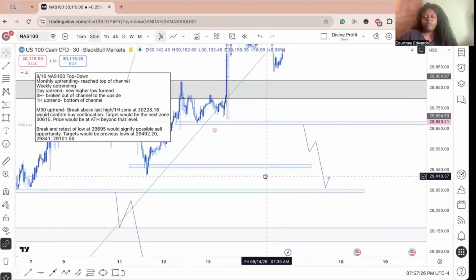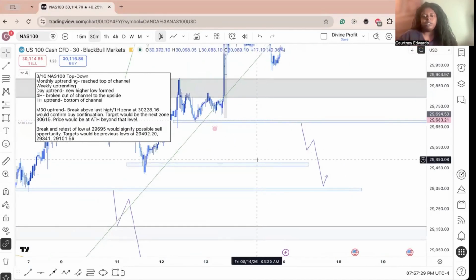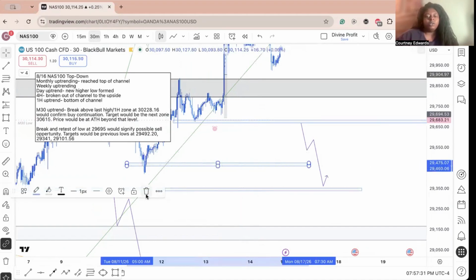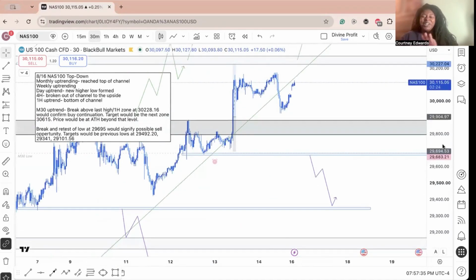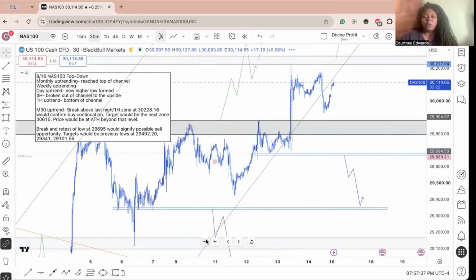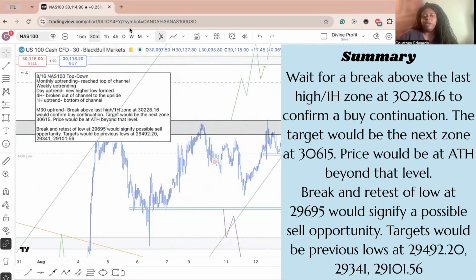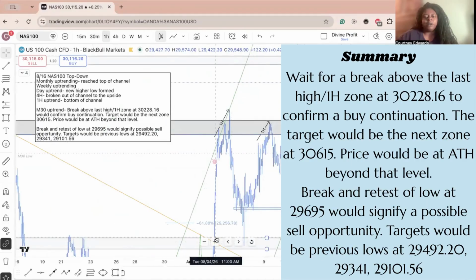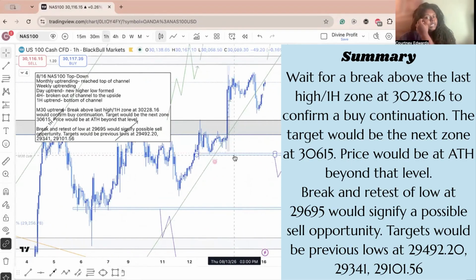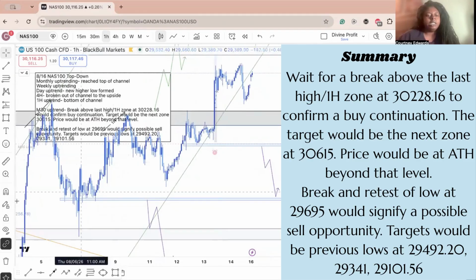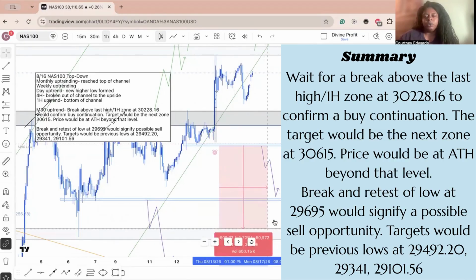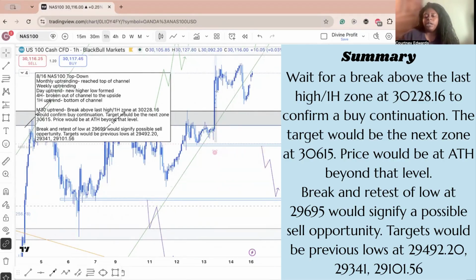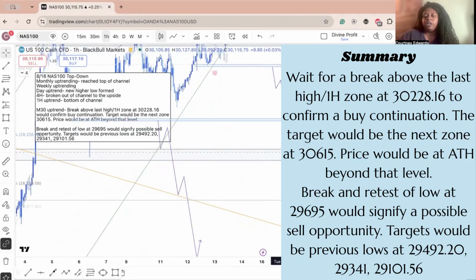So targeting the previous lows, not holding on to the sell per se, because on the higher time frame, we are in really strong buying market structure. But I think if we get a break and retest of this low, I do think we could at least catch a couple of sells, either down to this low, down to this low, or just to the next zone. Then I really want to see what price does from there in that area.